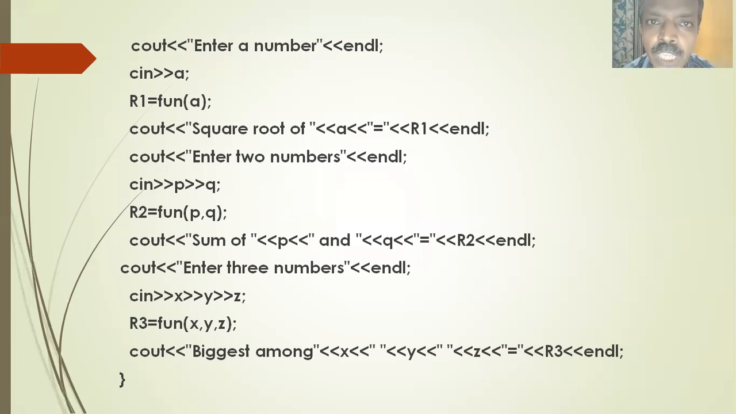Display the result: biggest among X, Y, Z equal to the value of R3. So hope you understood the function fun in three different ways. In the first case, it is to calculate the square root of a number. Second case, it is to calculate the sum of two numbers. In the last case, it is to calculate the biggest among three numbers.